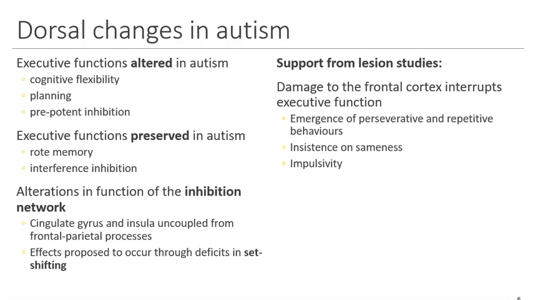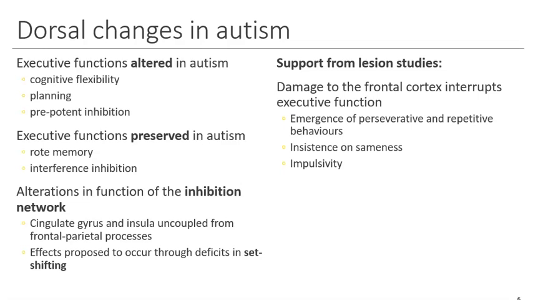And then we see executive functions are preserved in autism. So this includes rote memory as well as interference inhibition. Again, interference inhibition just relates to suppressing stimuli to complete a task or suppressing distractions. So again, we see this where they tend to get hyper-focused on one area and don't focus on anything else. And then we've got alterations in function of the inhibition network. So this is the cingulate gyrus and insula uncoupled from the frontal parietal process.